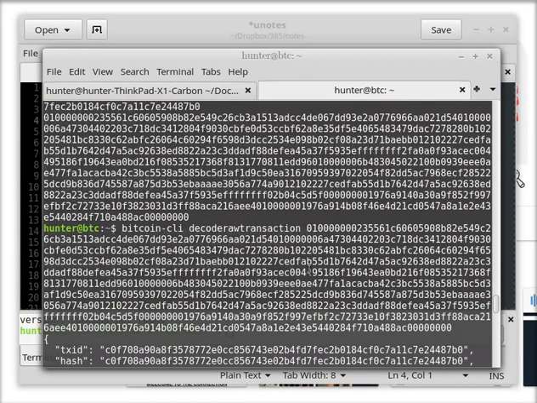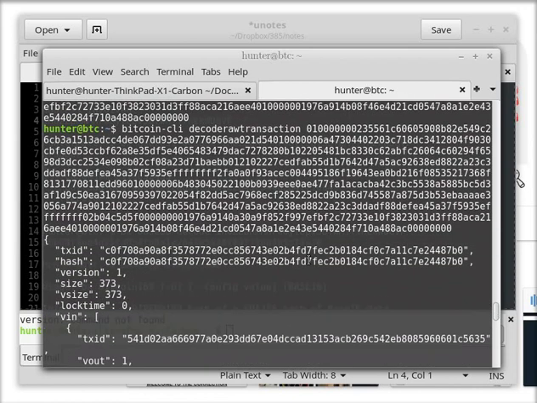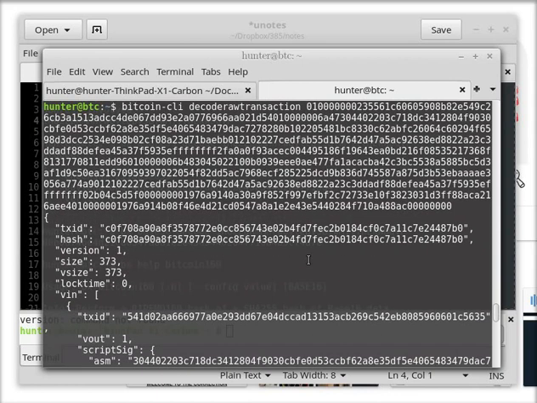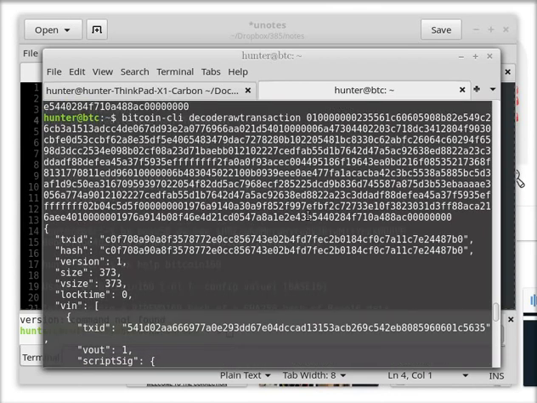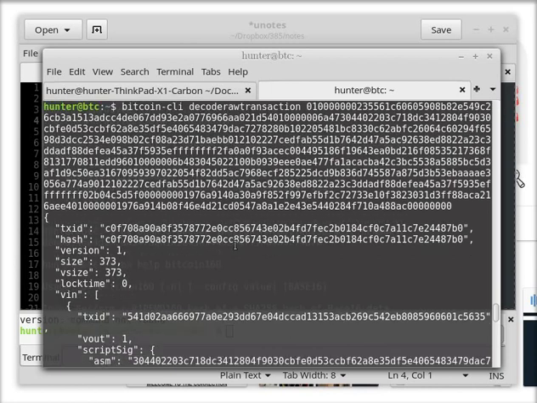So let's decode this raw transaction into JSON format, and you get the transaction ID, which is also the hash. By the way, I found a way, I was curious how you go from the raw transaction to this hash, and it's a double SHA-256 hash, and I might show you how to do it either in class or on a video soon.